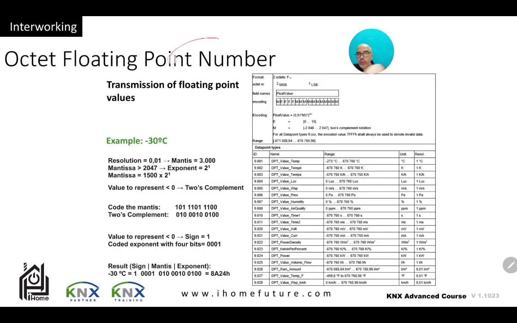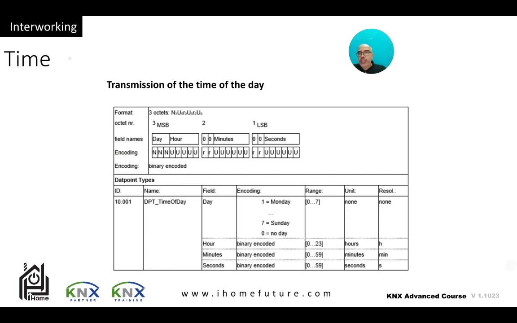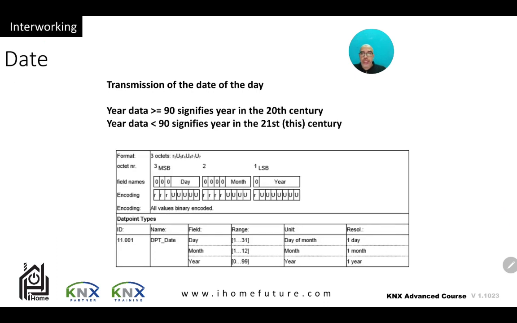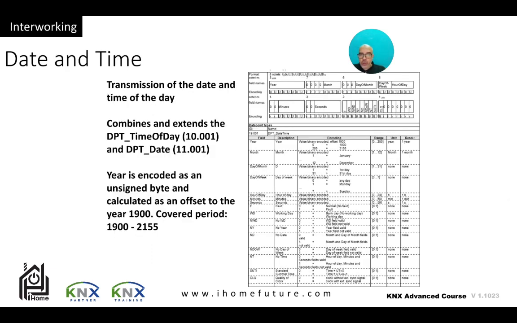I have the 2 octet floating point number, which I can use with a specific resolution, for something like air quality, humidity, stuff like that. This is 2 bytes. I can also have data points for the time, which is 3 octet, by the way. I have also one for the date, also 3 octet, and I can combine them together to have a date and time, of course.